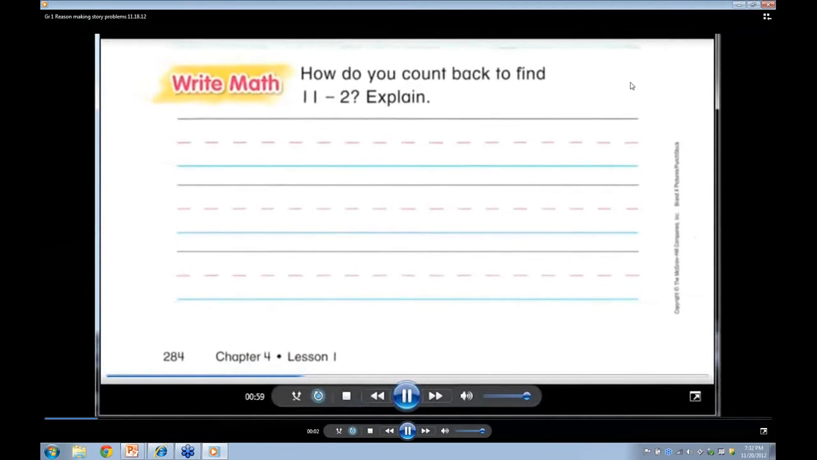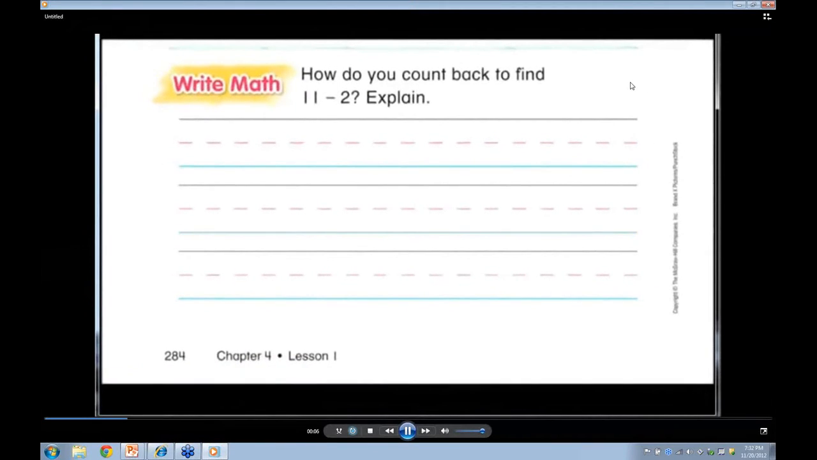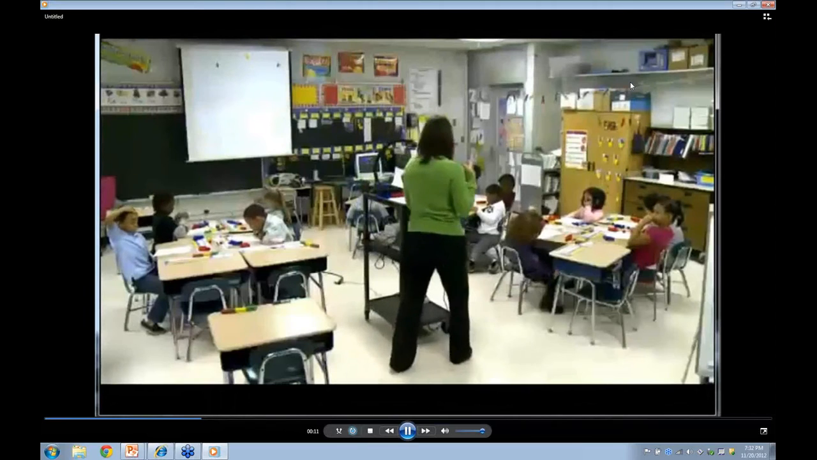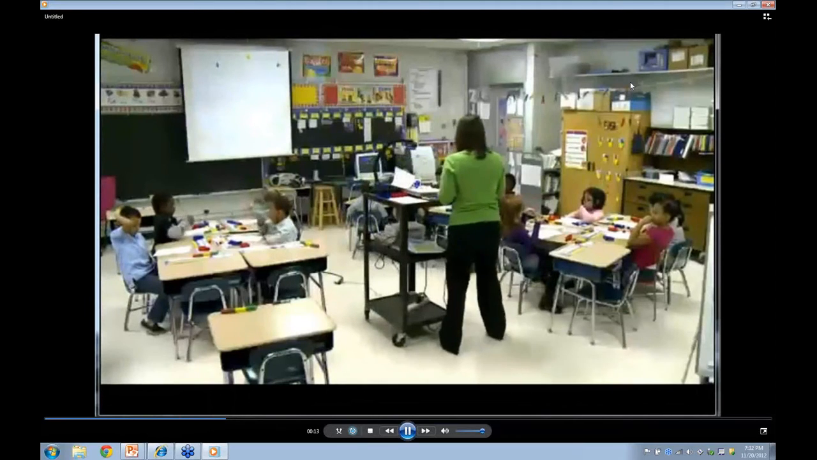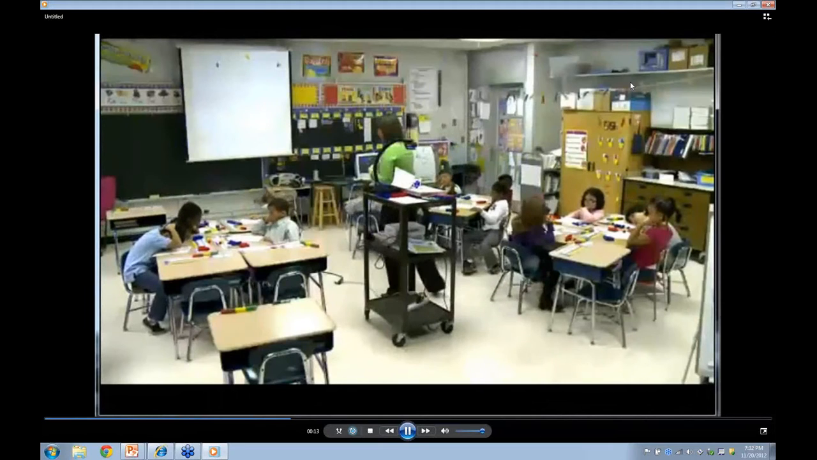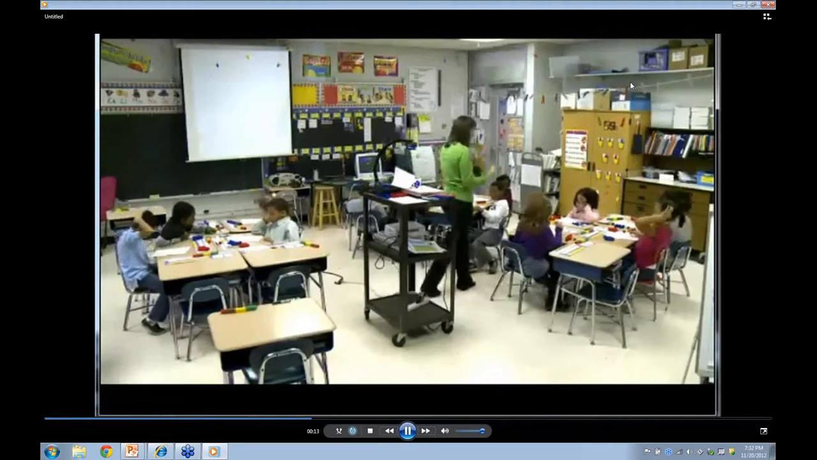Here it says how you count back to find 11 minus 2. I want you guys to talk in your group about how you're going to figure that out. What are you guys going to do? So talk in your group. How can you figure that out?